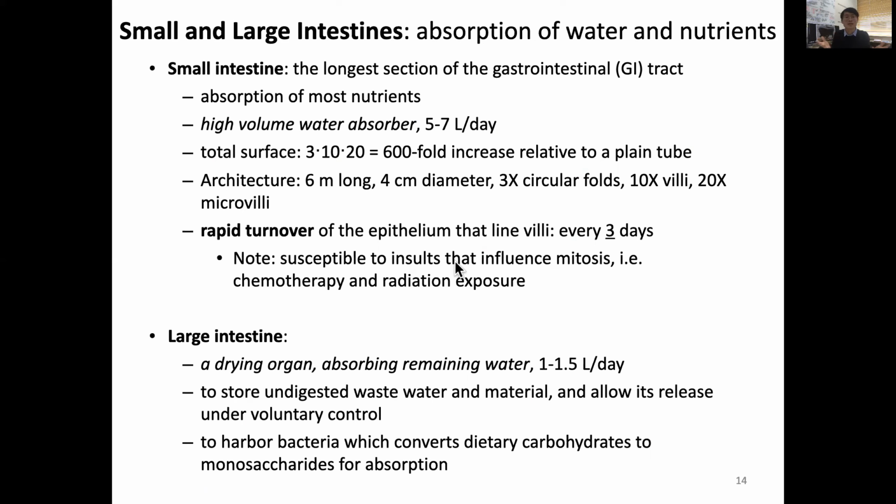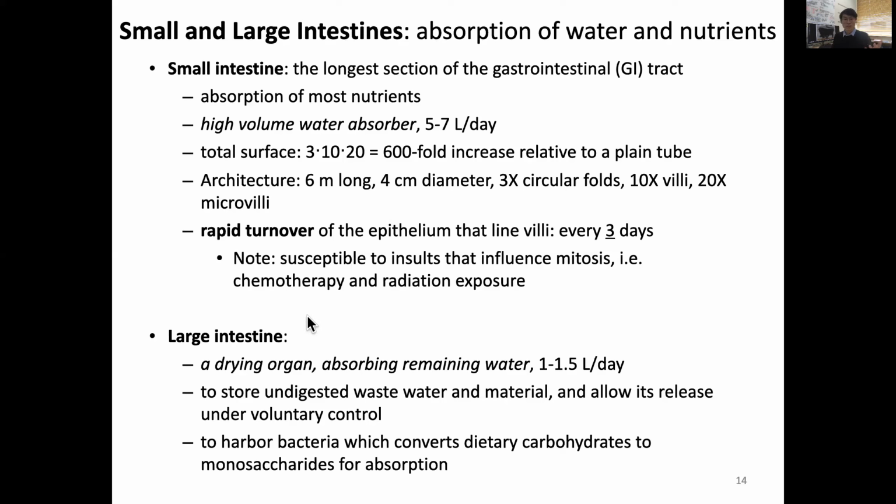For example, a cancer patient who has to undergo radiation therapy, which damages the DNA, kills mitotic cells. The small intestine cells keep generating with rapid turnover, and this radiation exposure kills these cells temporarily. As a side effect, the patients can get diarrhea. Okay, so that can become an issue.